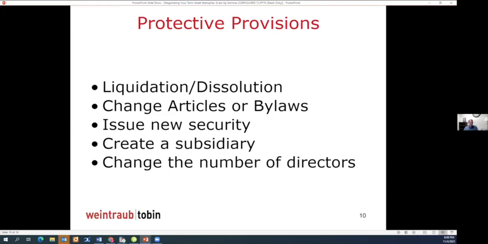Okay, so to continue that a little bit, these protective provisions here. Basically we've got a couple of events, activities that a company would do: if they're trying to liquidate or dissolve, if they want to change the articles or the bylaws, issue new security, create a subsidiary or a parent or affiliate, or change the number of directors like we talked about before. They generally require a threshold amount of the preferred shares.